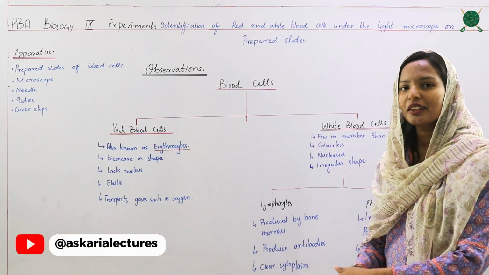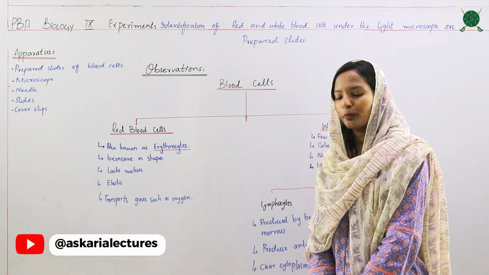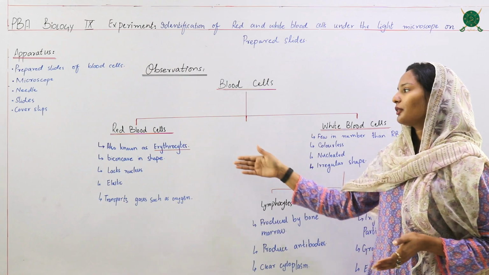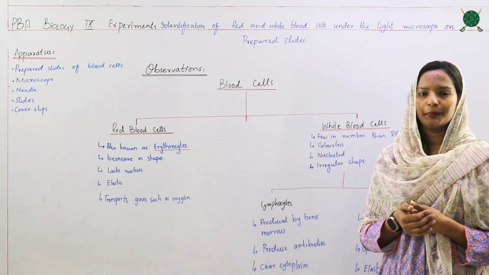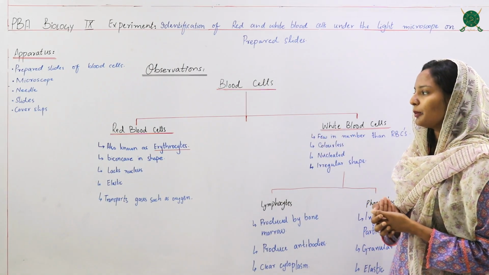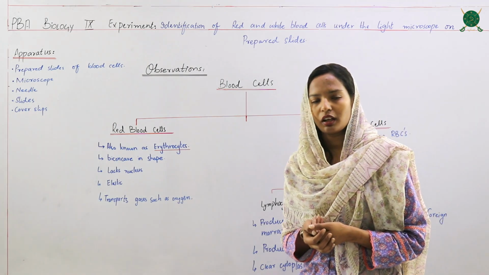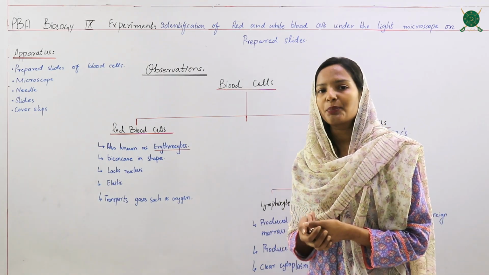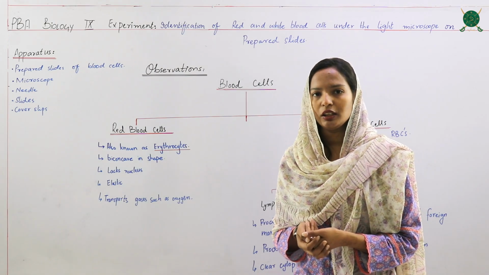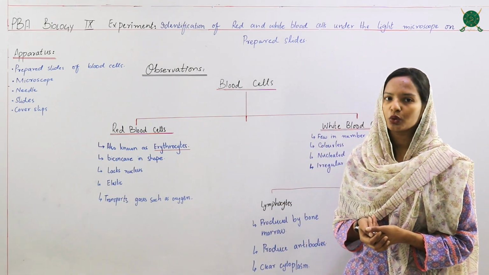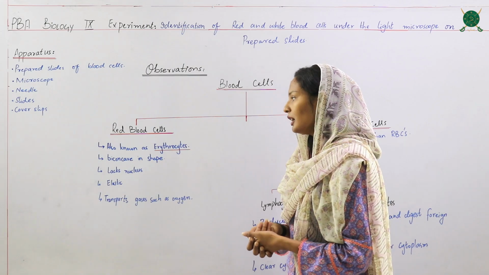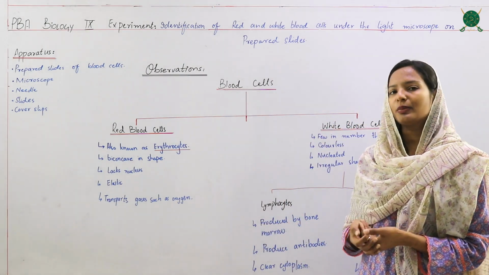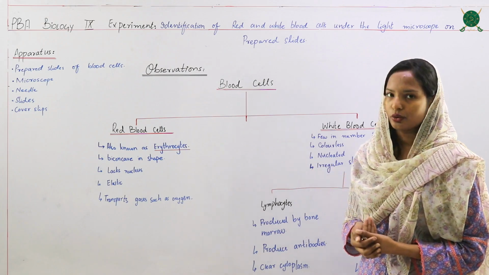You will observe the blood under the microscope. You will be able to identify two different types of blood cells, the red blood cells and the white blood cells. Red blood cells are biconcave in shape. They lack a nucleus because when the nucleus is absent, they have more space to bind hemoglobin protein to transport gases like oxygen. Red blood cells have elasticity, and they are also known as erythrocytes.